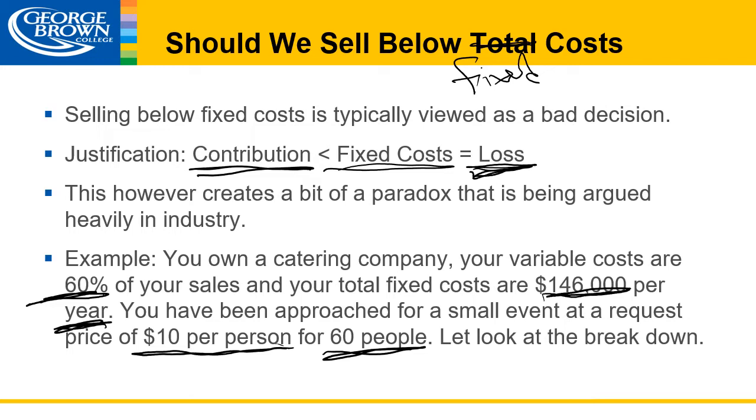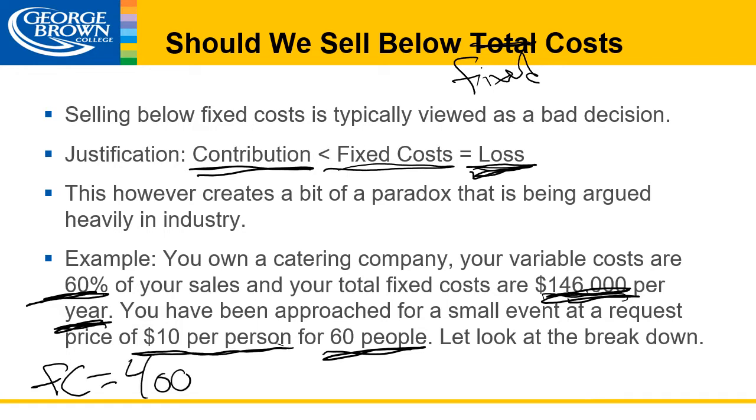If we understand that one event happens over one day in a year, then we can calculate the fixed costs per day by taking 146,000 and dividing it by 365 days, and we get a fixed cost of 400.